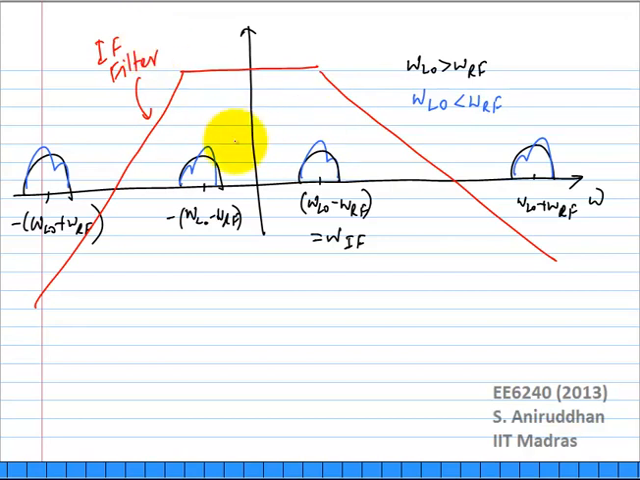Now I have not shown this here, but the amplitude will be AB by 2 in this case of ideal mixing.